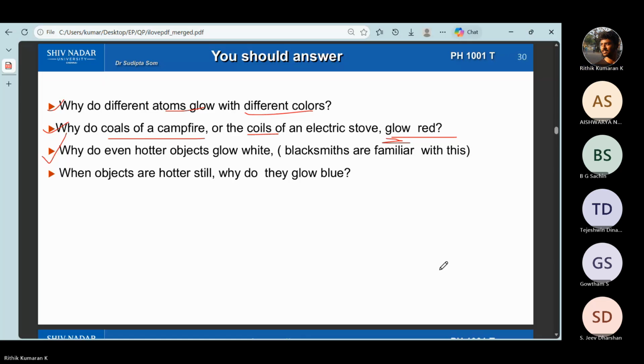Next, we are getting onto even hotter objects. Why do they glow blue? As you can see, blue lies on the first part of the visible colors. When the temperature gets to a higher extent, if you take the relation, T is inversely proportional to wavelength, so you get a lesser wavelength. Lesser wavelength corresponds to which color? Blue. That's why objects which are very, very hot fall in the spectrum of blue.